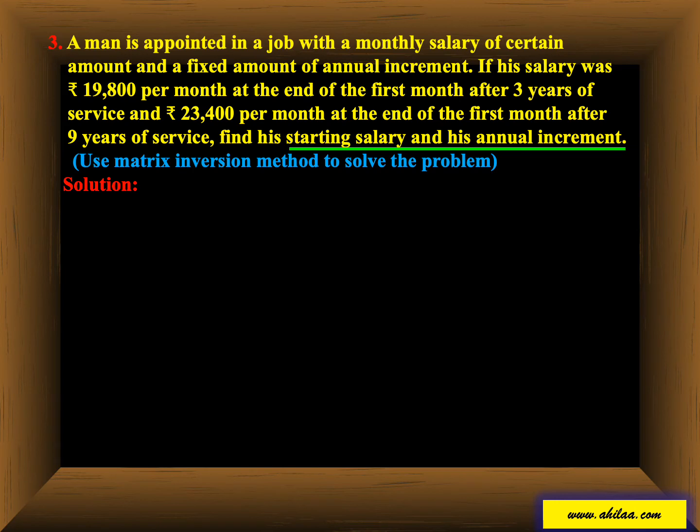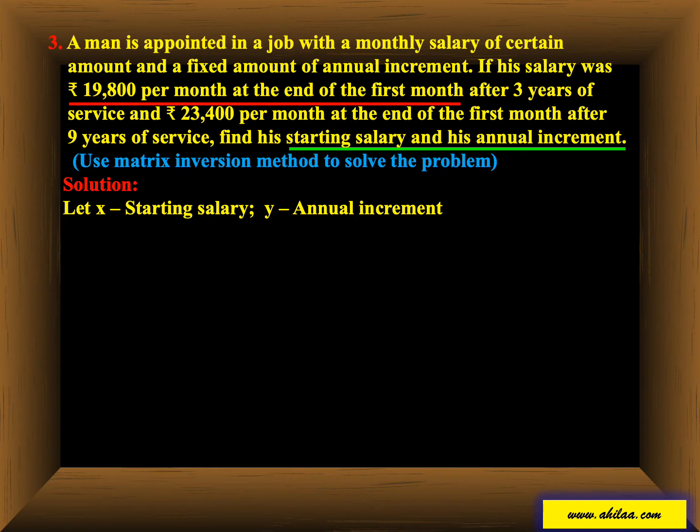So here they have asked to find the starting salary and his annual increment. So let us make these as variables. Consider these factors, that is starting salary and annual increment, as our variables. So I consider x as starting salary and y as annual increment. Now it is given rupees 19,800 per month at the end of the first month after 3 years of service. So for this I make the equation.